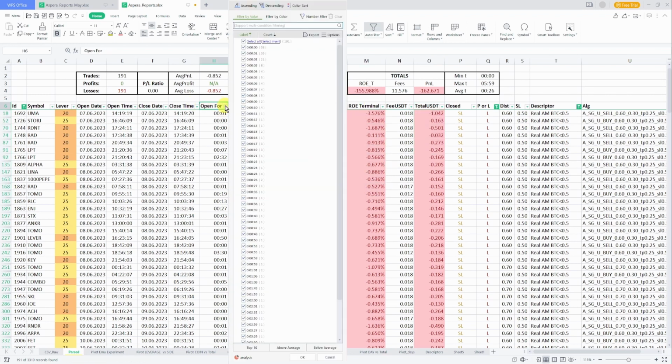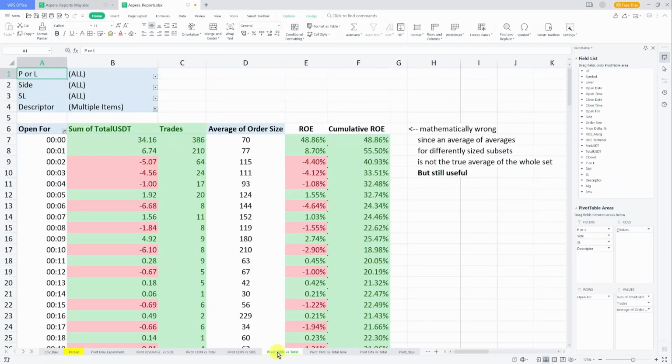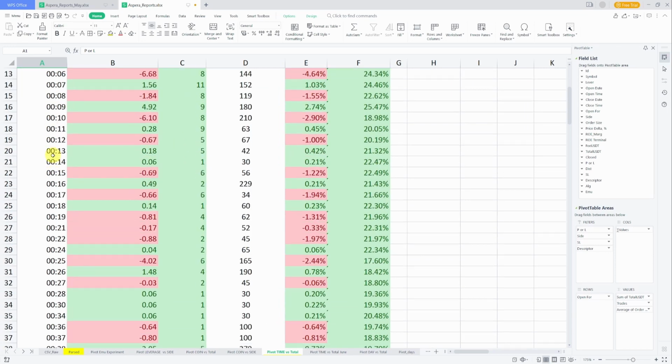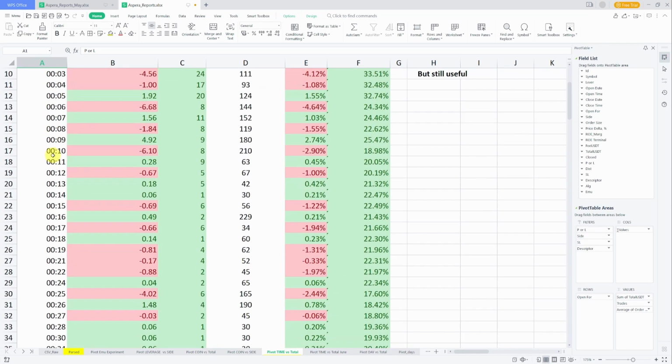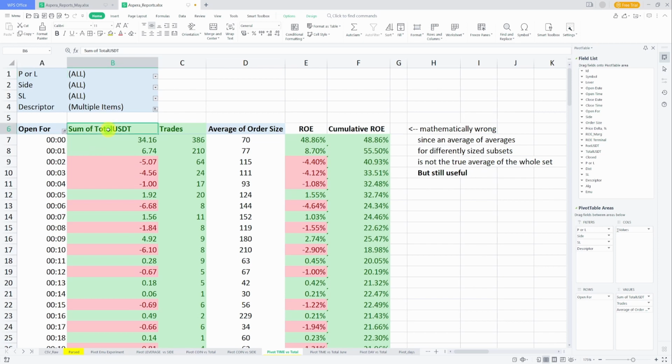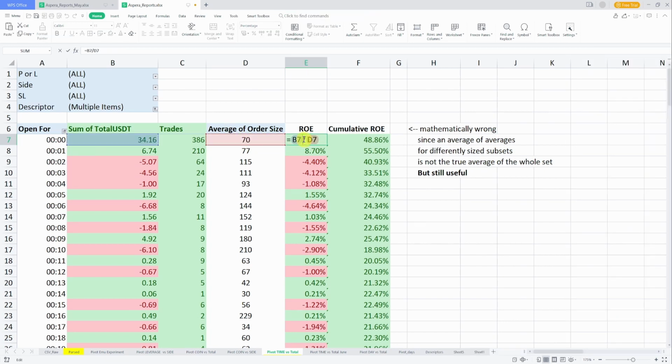Of course, this calls for a pivot table. We'll look at the real trades only here. Here I've got each line representing a duration, and in the columns, I've got the total USDT and the number of trades. Then I've also got the average order size for each duration to help me calculate the ROE according to my revised formula, and then the ROE itself.